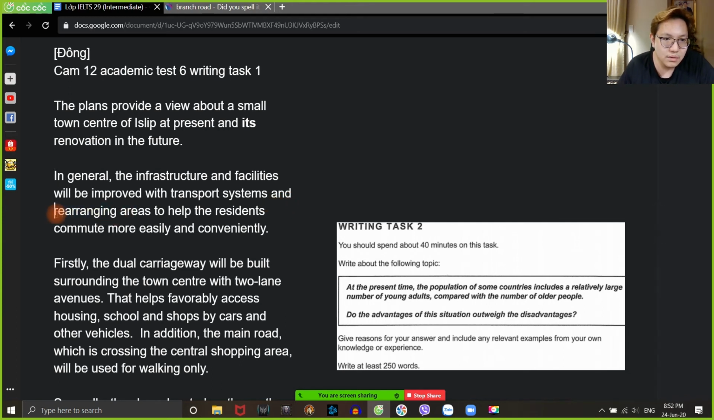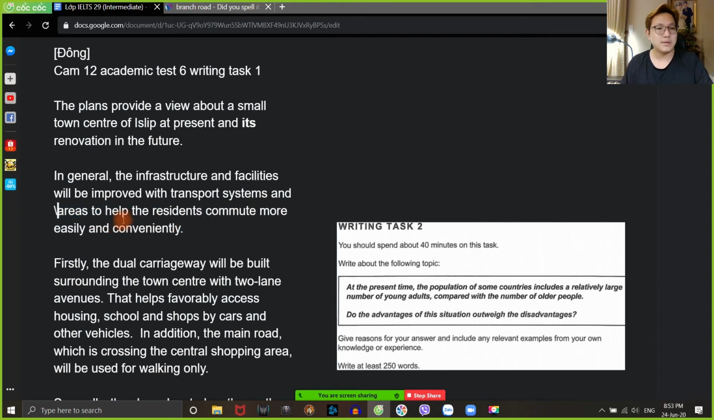Rearranging. Who will do the rearranging? Mr. Dong? Who will do the rearranging? Rearranging là cái giống như là nó là chủ động làm cái chuyện là sắp xếp lại, nhưng mà ai làm chuyện này? Be careful. Nếu mà mình bỏ này đi, let's just say infrastructure and facilities will be improved with the transport system.